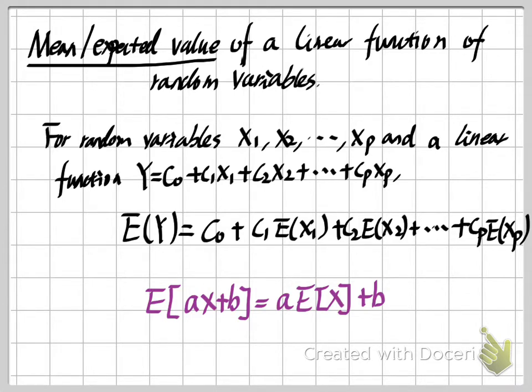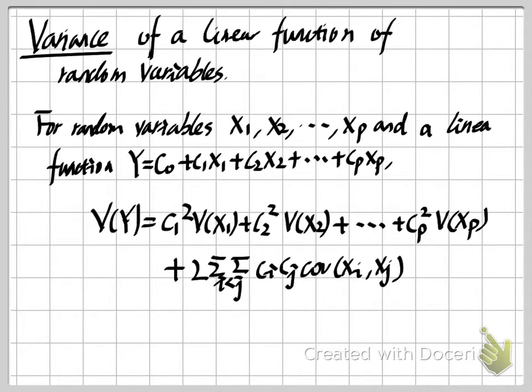Okay, so this is our formula to compute the mean or expected value of a linear random variable. And then what about the variance? If we try to find the variance of this linear random variable, the definition is: the variance of y is equal to c1 squared times the variance of x1, plus until cp squared times the variance of xp. And then plus the quadratic term. Here this is the covariance of xi and xj for any i and j.